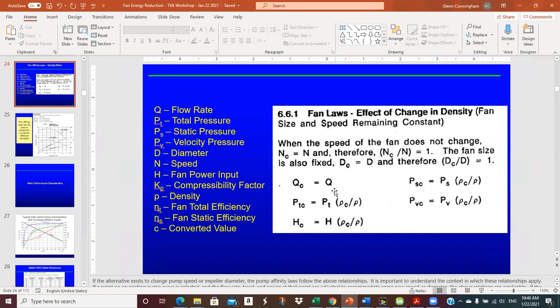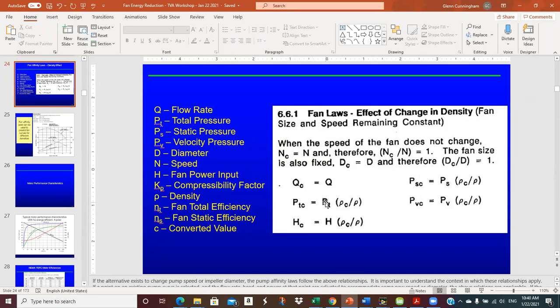Okay, so you see Q is CFM, no change. A fan is a constant volume device, but you have to realize that when you change temperature, you're changing the density of the air. If the air gets more dense, you're blowing more molecules. You're moving more mass, and if you're moving more mass, it's going to take more power. And if you're moving more mass in that same ductwork and fan, you're going to build more pressure.